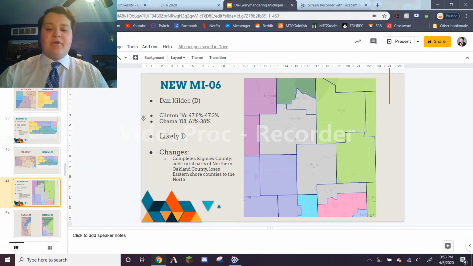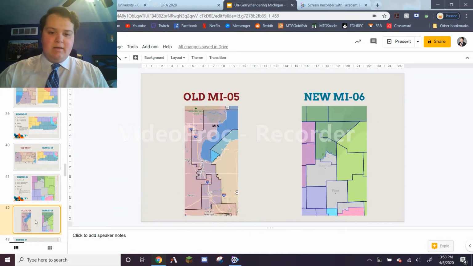The changes from the current district is that it completes Saginaw County, a large part of which is cut out by the current 4th district, and it stops the stretch all the way up the eastern shore that it currently does in its current configuration. It trades that by completing Saginaw, and then also adding some rural parts of northern Oakland County, which are very similar culturally to Genesee County.